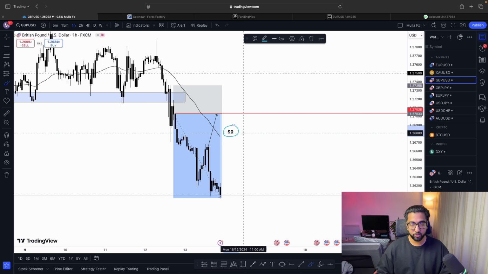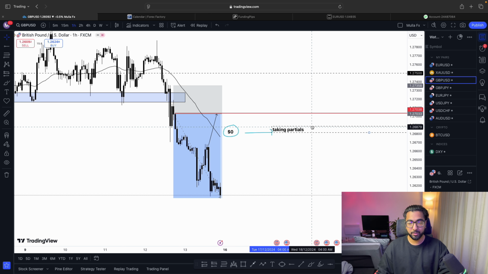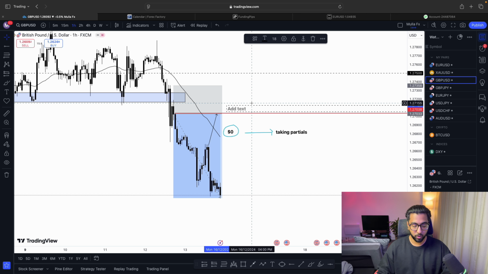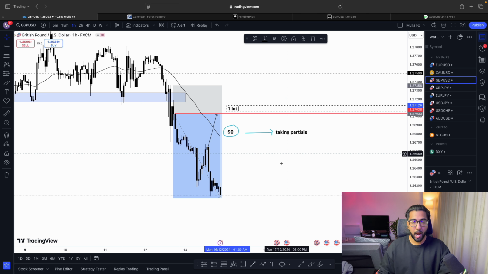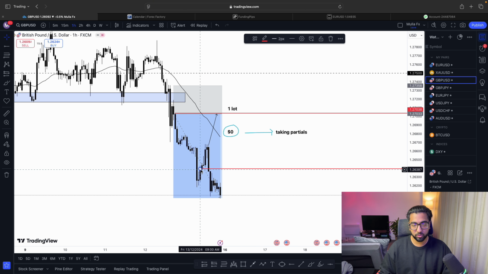Now, with the more experience you get, you'll realize that taking partials is very important. Okay, and it's called taking partials. So what that essentially means is you are taking part of your position away in the market. Let's say, for example, we did a one standard lot size for this trade. So this trade was one standard lot. Let's say the market gets to around this level right here where it's slowly starting to reverse. Around this area, I would say, okay, you know what?